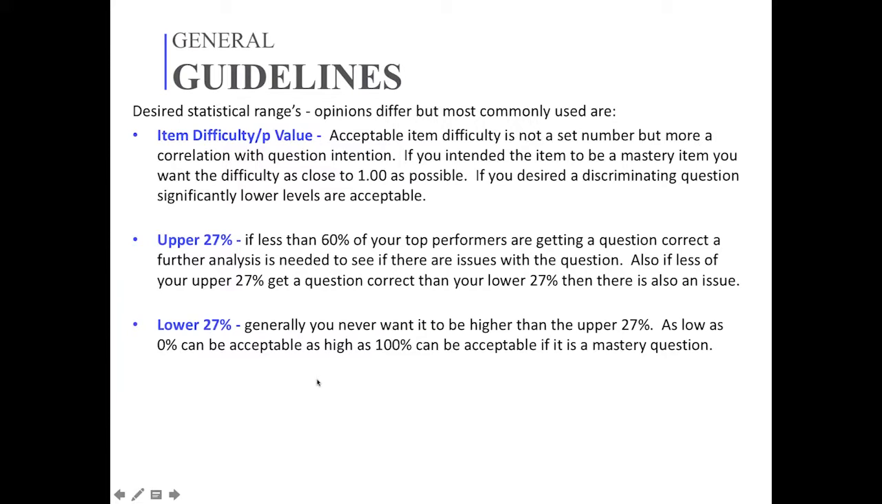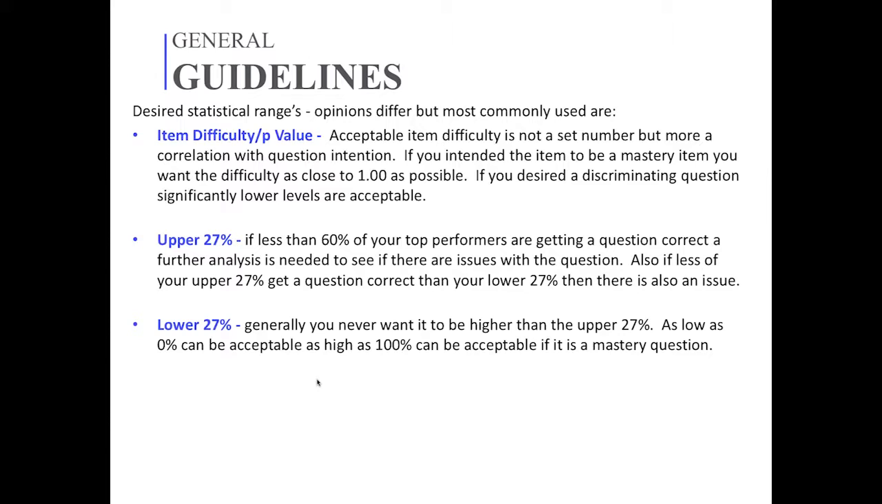Let's talk about some of these stats as far as what the general guidelines are. And I've talked about how I'm not a fan of rules. I don't like the 0.2 or better, or else it has to be thrown out. Because like I said, in mastery situations, you're going to have a problem.